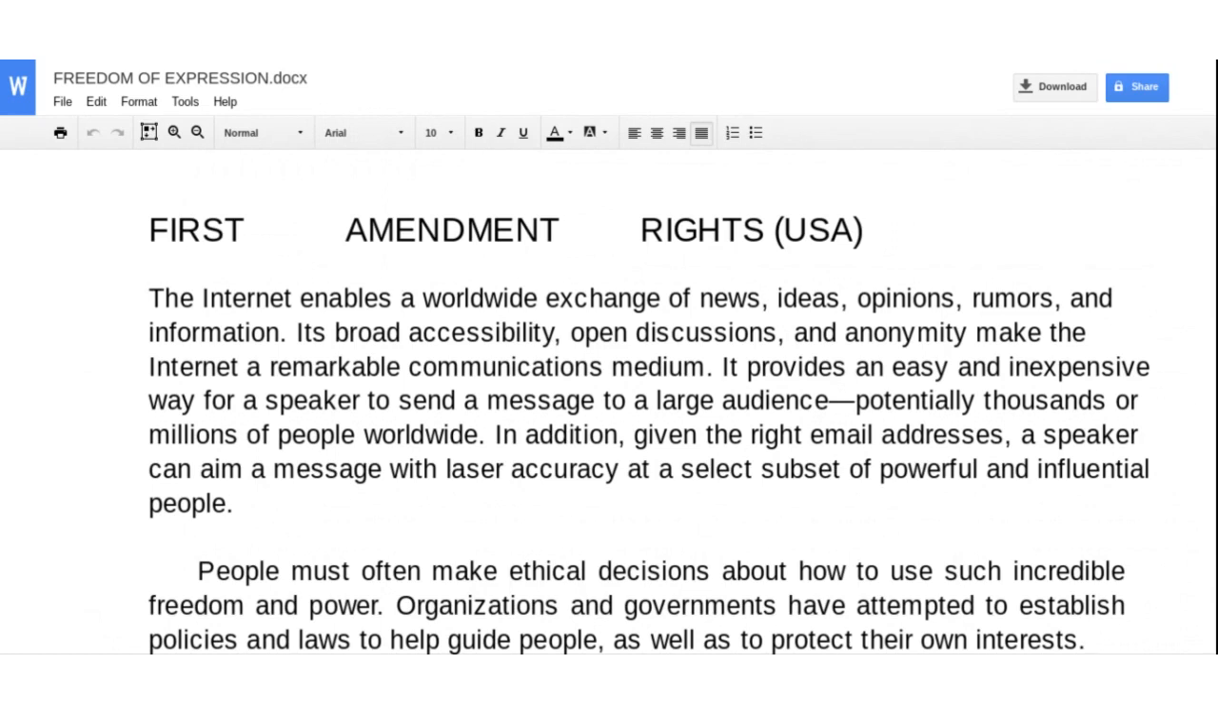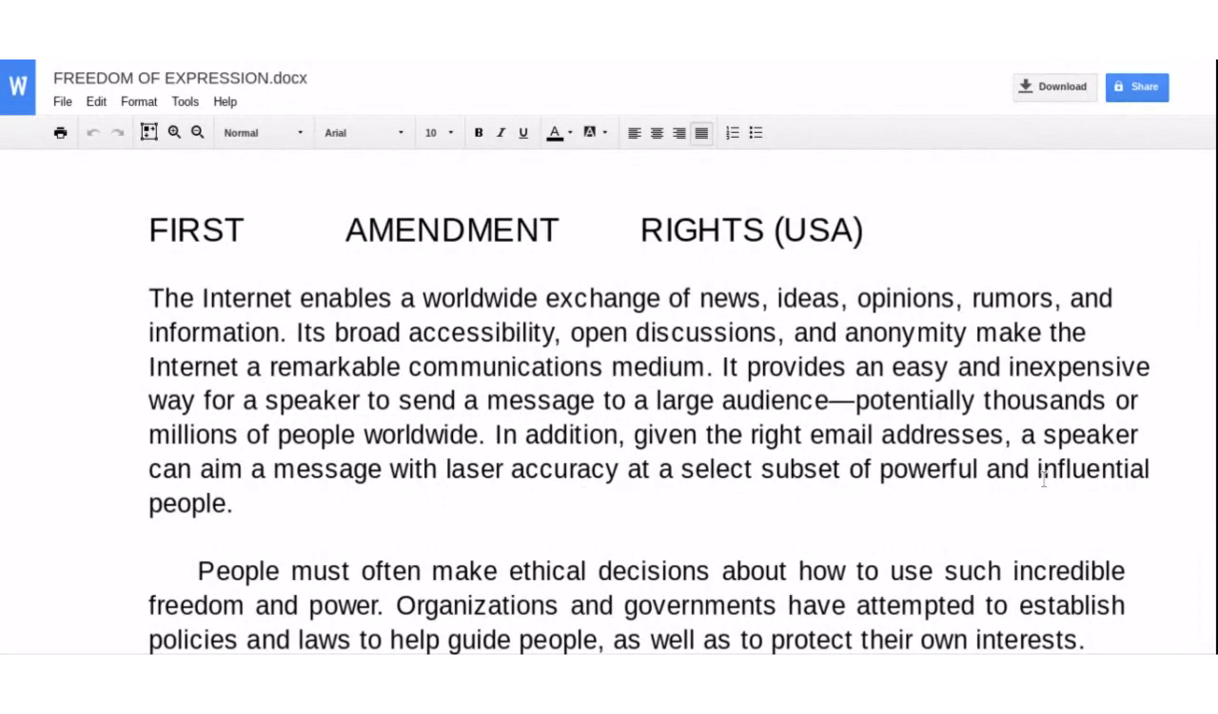Maybe I can read that part. It says the internet enables a worldwide exchange of news, ideas, opinions, rumors, and information. So notice that the internet is ICT. Its broad accessibility, open discussion, and anonymity make the internet a remarkable communications medium. It provides an easy and inexpensive way for a speaker to send a message to a large audience, potentially thousands or millions of people worldwide. In addition, given the right email addresses, a speaker can aim a message with lesser accuracy at a select subset of powerful and influential people.